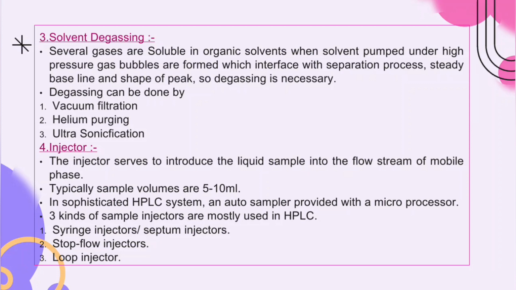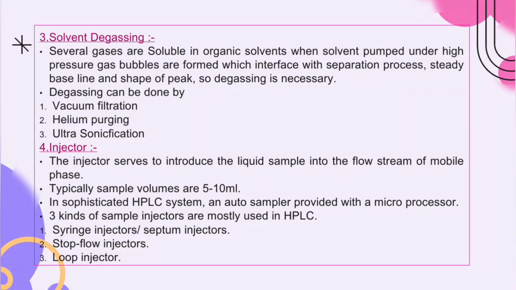In the injector, the injector serves to introduce the liquid sample into the flow stream of the mobile phase. Typically, sample volumes are 5 to 20 ml. In a sophisticated HPLC system, an auto sampler is provided with a microprocessor.